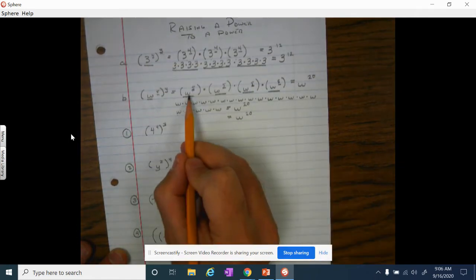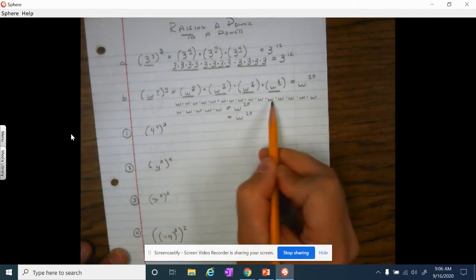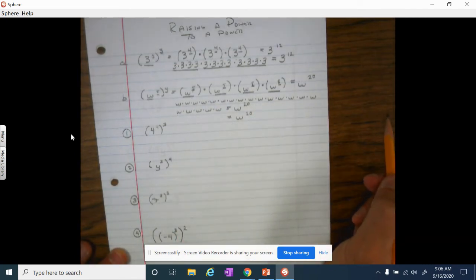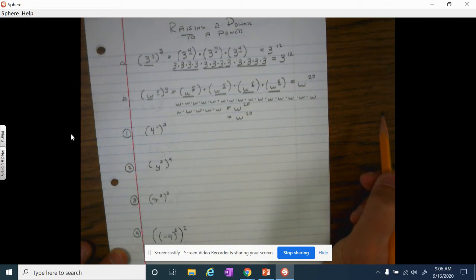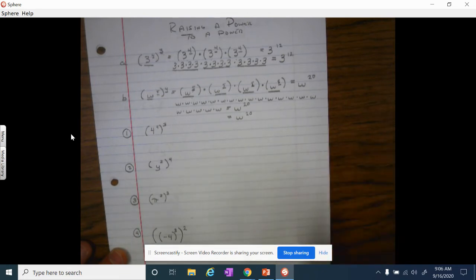Okay? These steps right here help you to understand why the shortcut works. Shortcuts are great, but if you don't understand why they work and when they need to be applied, everything gets confused and you miss problems left and right.